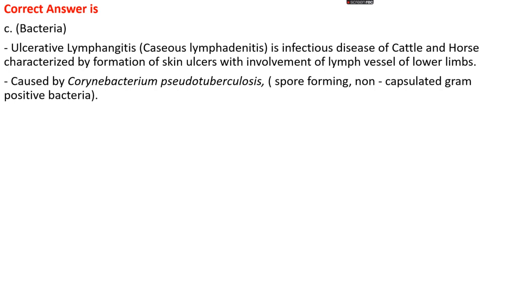Ulcerative lymphangitis, also known as caseous lymphadenitis, is an infectious disease of cattle and horse. It is mainly characterized by formation of a skin ulcer with involvement of lymph vessels of the lower limbs, and it is mainly caused by Corynebacterium pseudotuberculosis, which is a non-spore-forming, non-capsulated gram-positive bacteria.